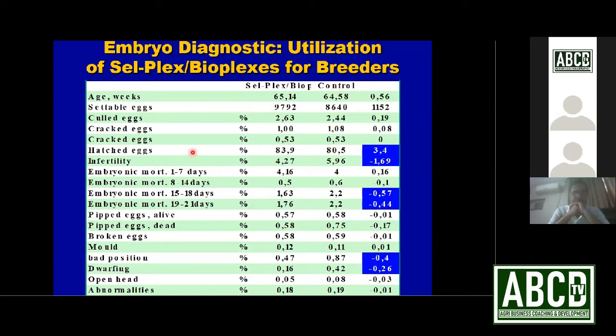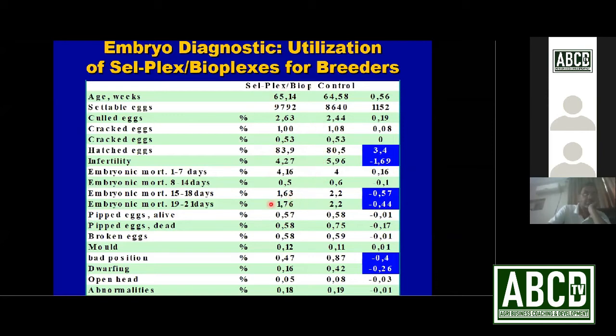About hatched eggs. By giving the breeders Cellplex and Bioplex, there was an improvement in hatched eggs and a decrease in infertility. So there was improvement in reproduction performance here. Also, what called the attention was that by examining the embryo mortality, 1 to 7 days, 8 to 14, nothing happened. But when we went to the late part of embryo development, 15 to 18 days, and 19 to 21 days, there was a decrease in mortality of embryo when the breeders received Cellplex and Bioplex, right?